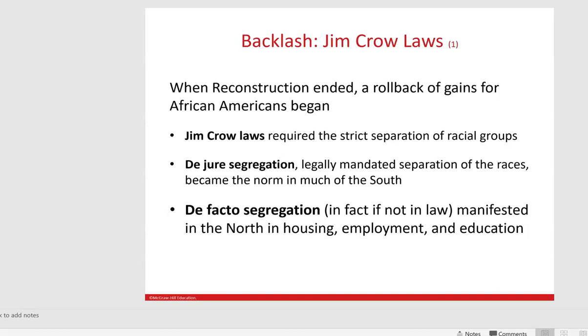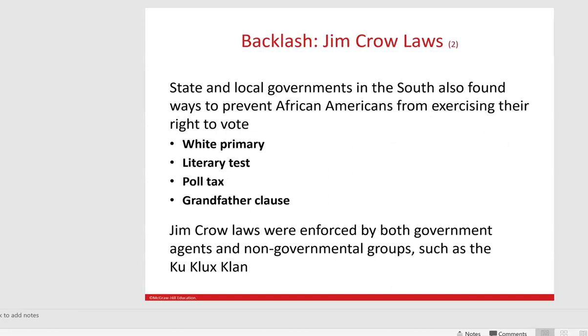De jure segregation legally mandated separation of the races, and it became the norm in much of the South. And then de facto segregation, in fact, if not in law, manifested in the North in housing, employment, and education. State and local governments in the South also found ways to prevent African Americans from exercising their right to vote.